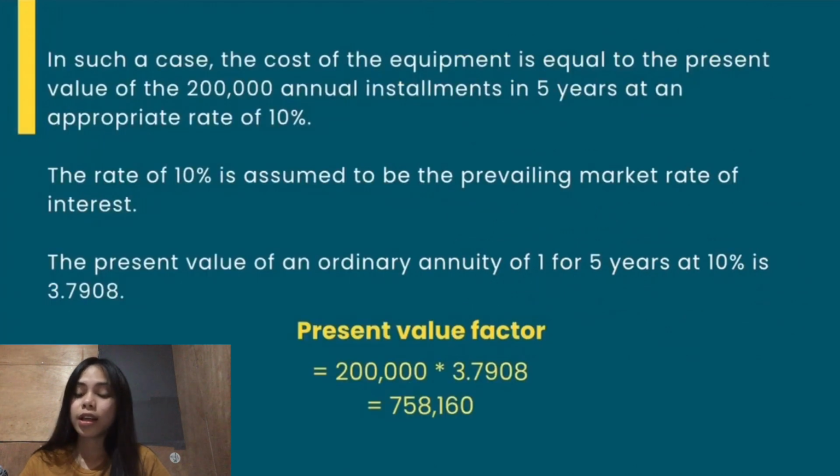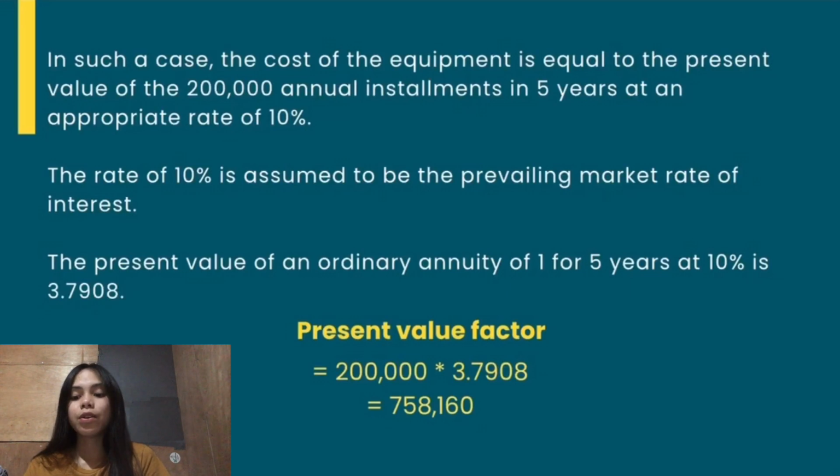So in such a case, the cost of the equipment is equal to the present value of the 200,000 annual installment in 5 years at an appropriate rate of 10%. So how did we get the 200,000? Simply by dividing 1 million payable into 5 equal annual installments, then we get 200,000. And the rate of 10% is assumed to be the prevailing market rate of interest.